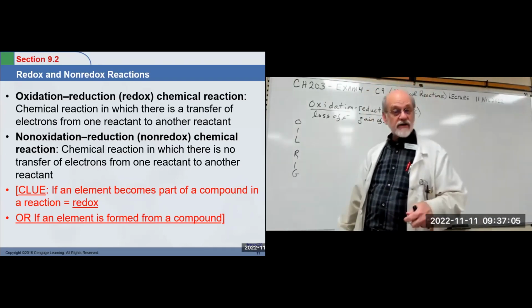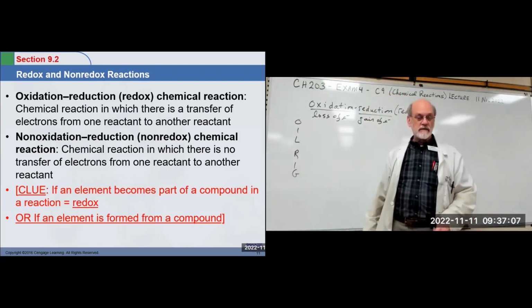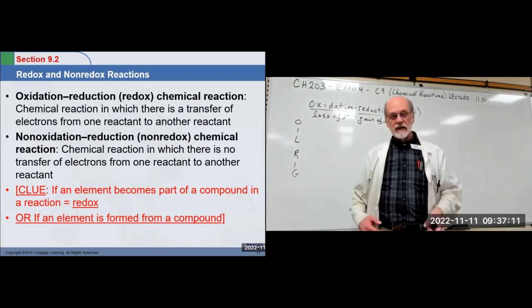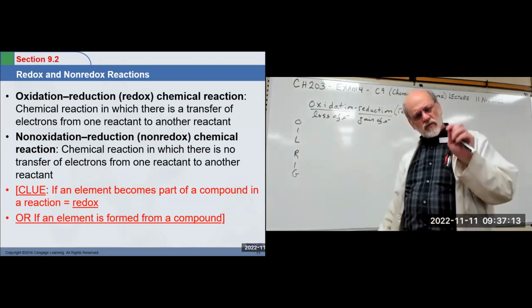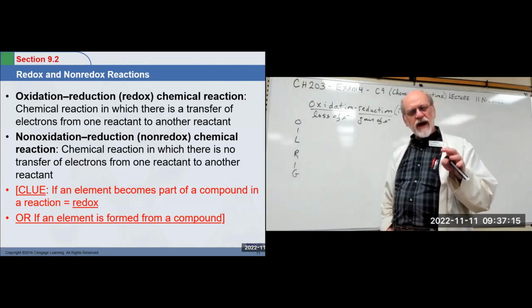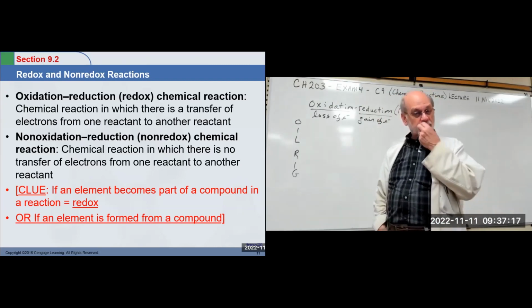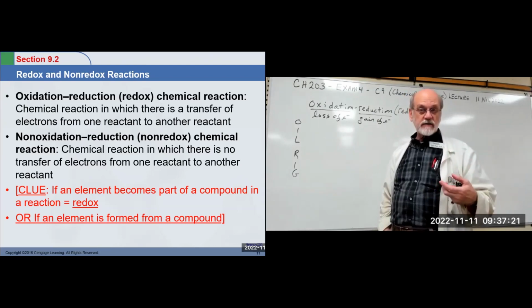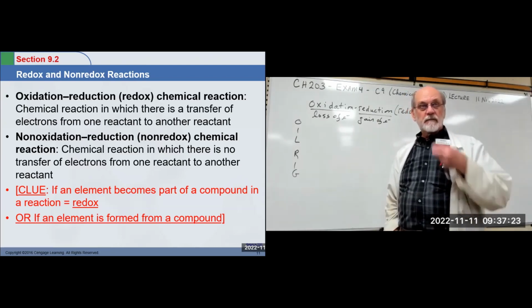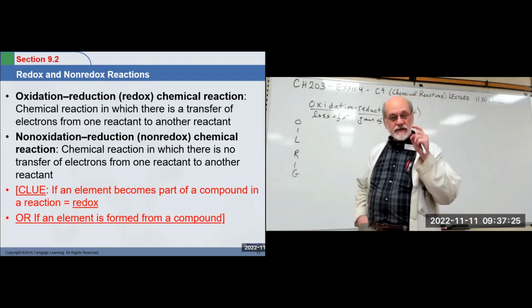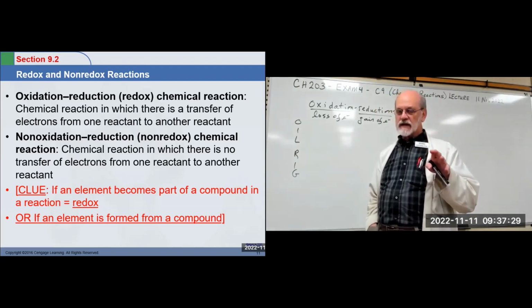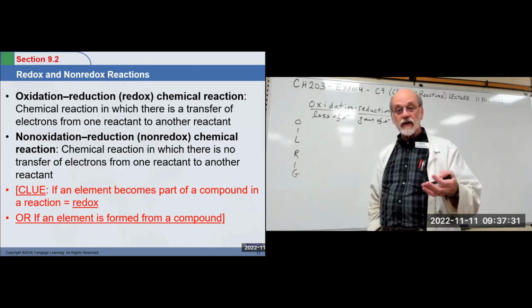Now, many reactions don't transfer electrons. They're non-redox reactions. The red lettering at the bottom gives you some clues as to whether or not the reaction is a redox reaction. If this clue doesn't work, it doesn't mean that the reaction is not redox. It just means that it doesn't satisfy the clue.